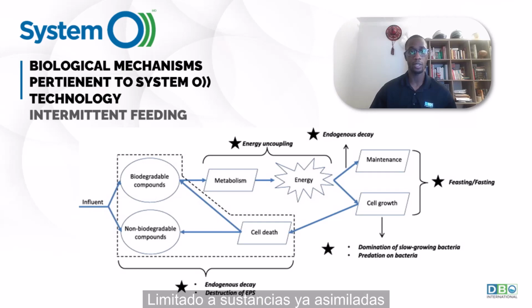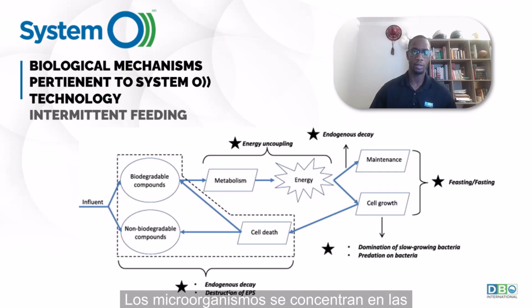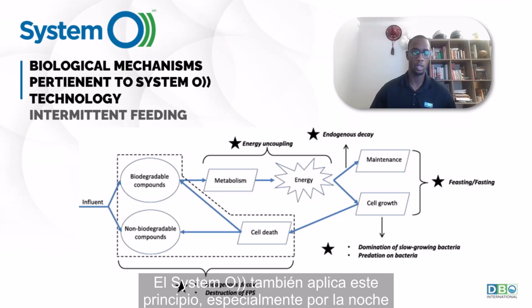Being limited to substrates that have already been assimilated due to the absence of external nutrients during the fasting period, the microorganisms concentrate on catabolic pathways to sustain their survival process. The system equally applies this principle, particularly during the night, where the microorganisms undergo a long period of fasting.